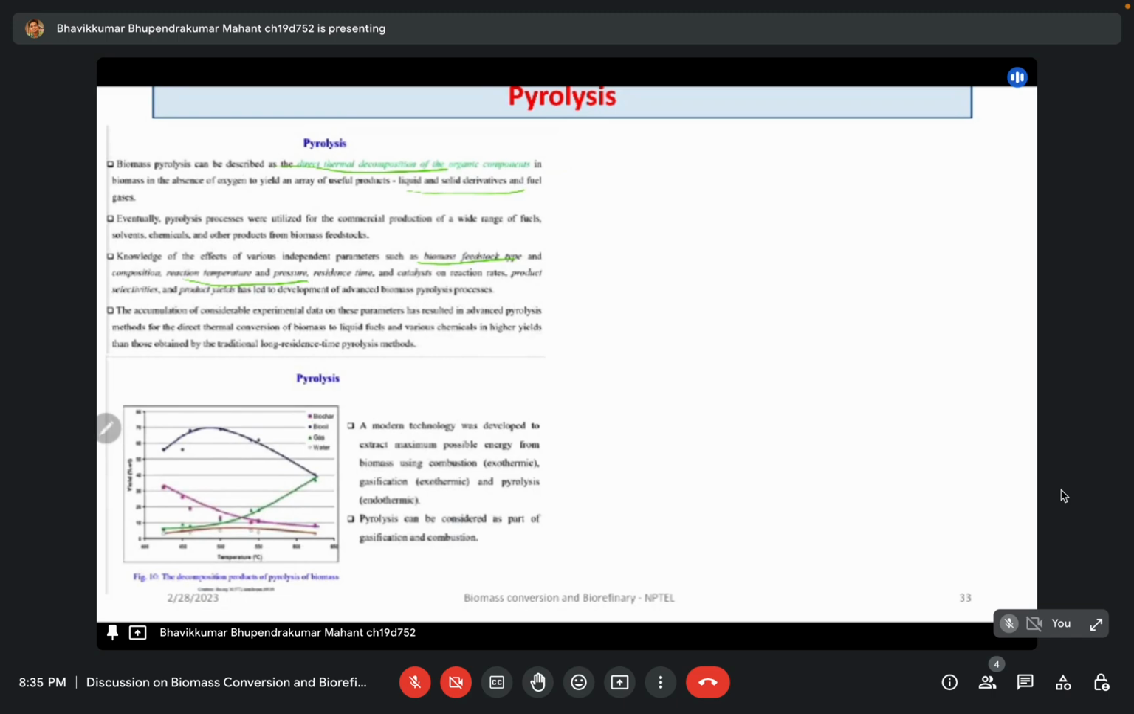So pyrolysis is a very modern technology used for extracting the maximum possible energy. You can extract the maximum possible energy from the biomass using the combustion process, the gasification process, and the pyrolysis process. These three processes are combined together, with the pyrolysis process also taking place.